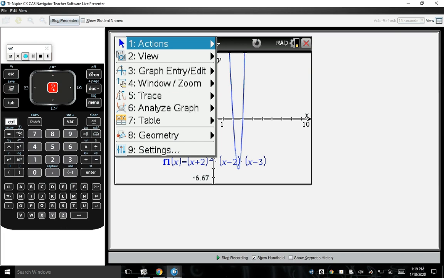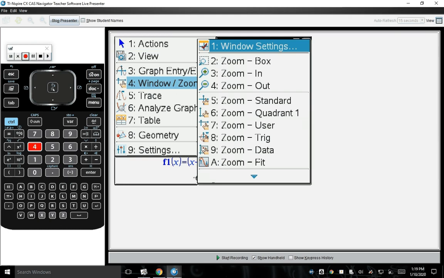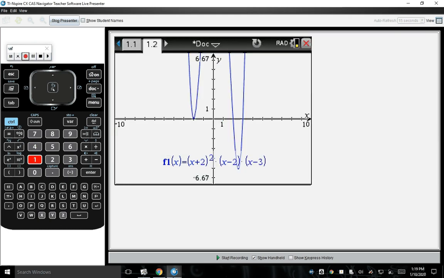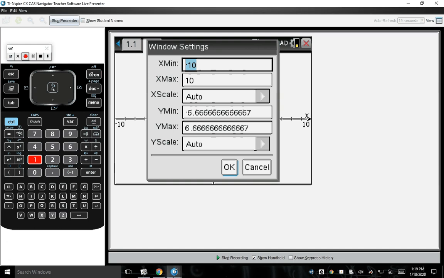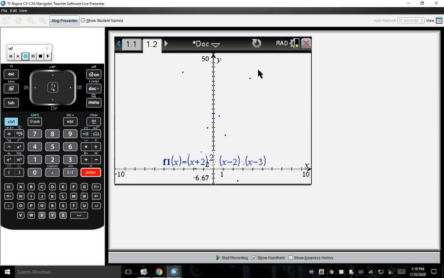Menu, zoom, or sorry, menu, window, my bad, I'm sorry, no zoom. Menu, window, and I'm going to do settings. And I want to make the top Y values, the positive Y values, the max ones, go higher. So let's say 50. Go big or go home. There we go. So now the entire graph is showing. And that graph, you can see, looks very close to our graph.